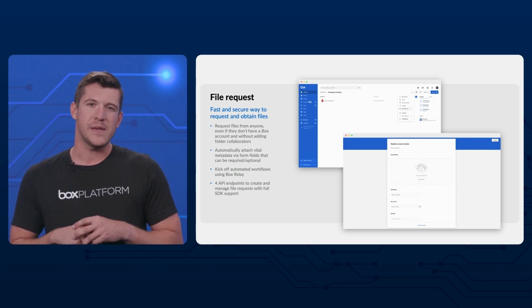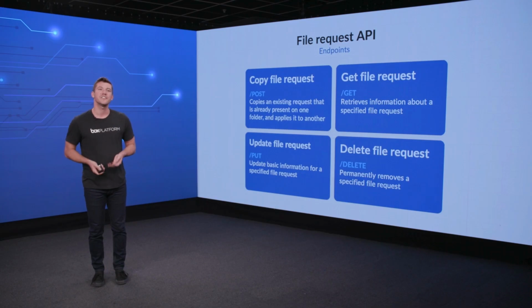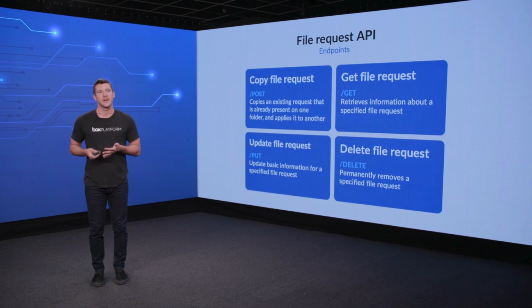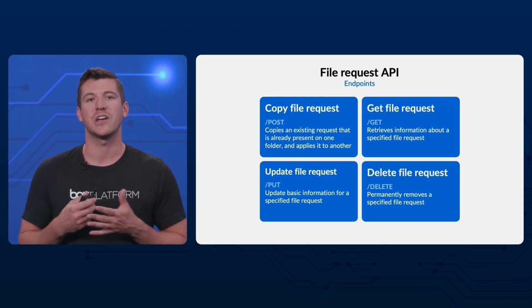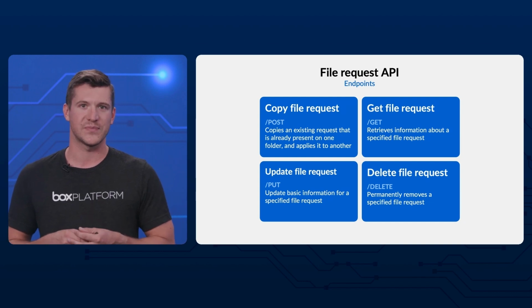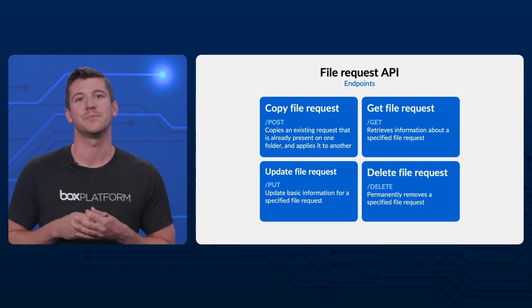We have 4 API endpoints with full SDK support. Speaking of the file request API, here are the endpoints. Copy file request is special in that you copy a currently existing file request template. Get, update, and delete just require a file request ID parameter.